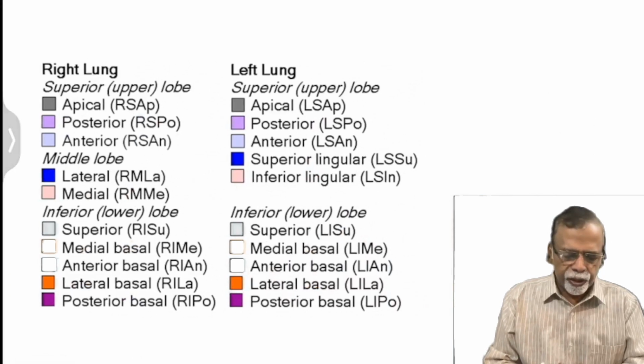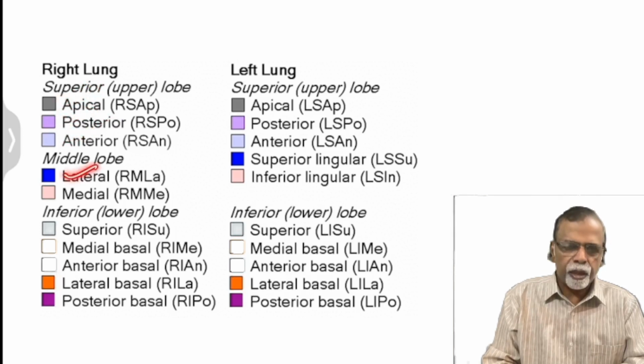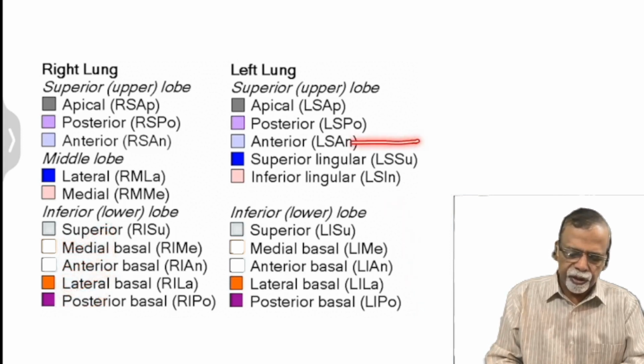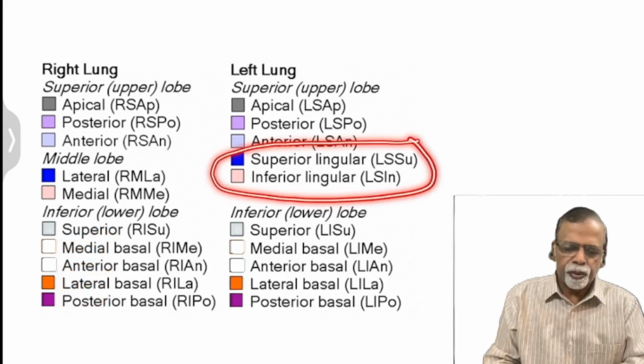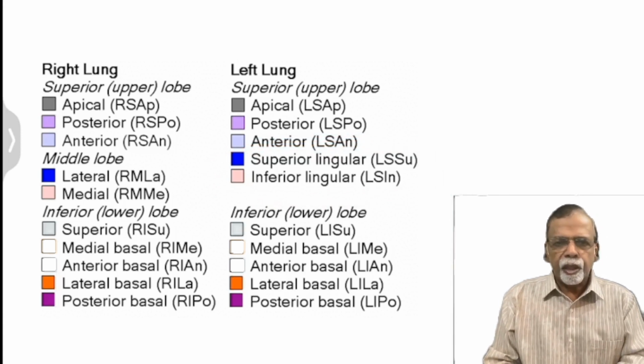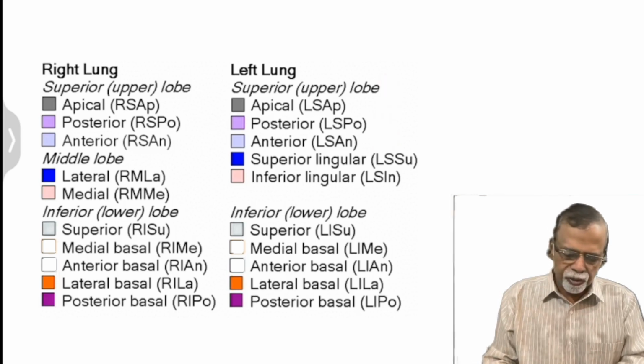So this is what we have already said for the right lung. Apical, posterior, anterior. Middle lobe, lateral and medial. Lower lobe, there is a superior, then all are basal: medial basal, anterior basal, lateral basal, and posterior basal. Same thing for the left side. Here the difference is in the lingular lobe, superior and inferior rather than medial and lateral. Apical, posterior, and anterior for the upper lobe is the same. So it's easy to remember.